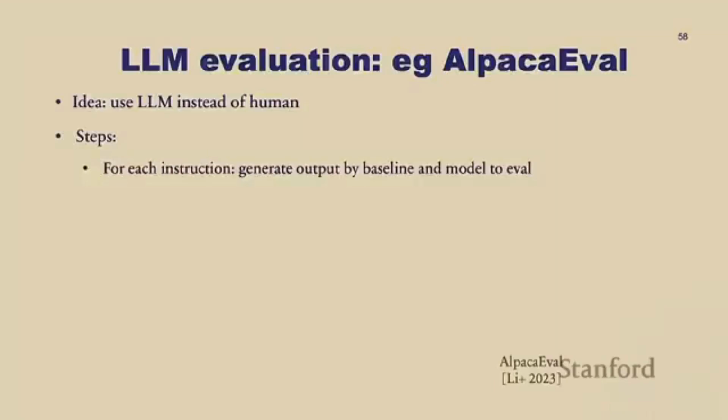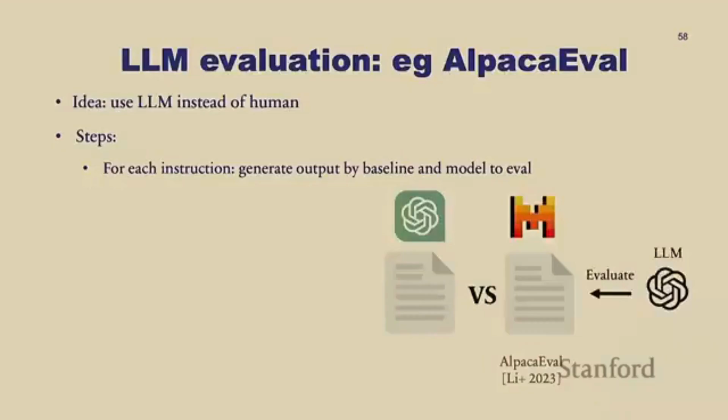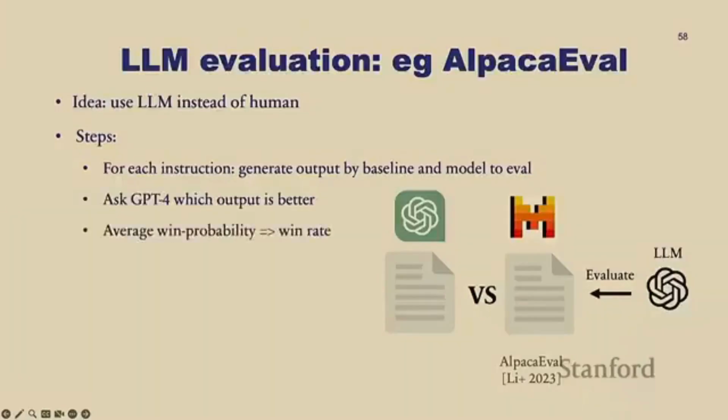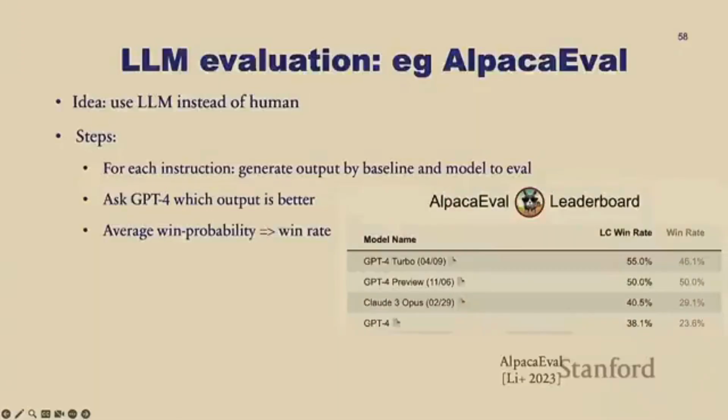Steps: for every instruction, generate outputs by some baseline and the model that you want to evaluate. Here, imagine that I'm comparing an answer from ChatGPT and from Mistral. I'm just asking another model which one is better, and I basically average that out. I asked GPT-4 which one is better. I average that out over my entire distribution, over my entire benchmark or dataset, and that gives me a win rate, a win probability for one model compared to another, and now you can rank models. And this is the AlpacaEval leaderboard.